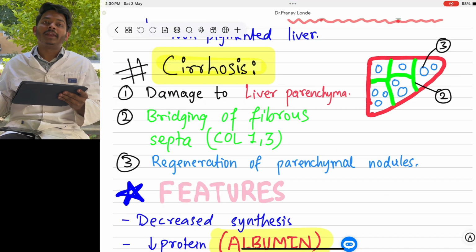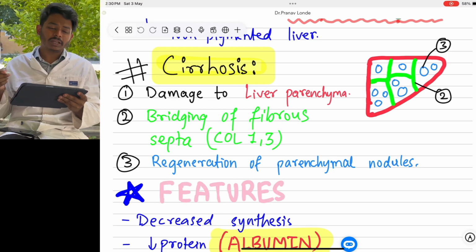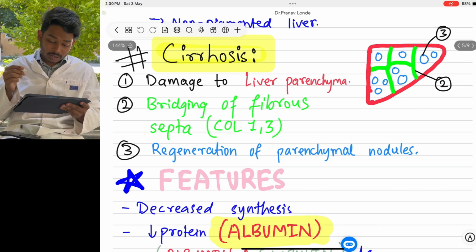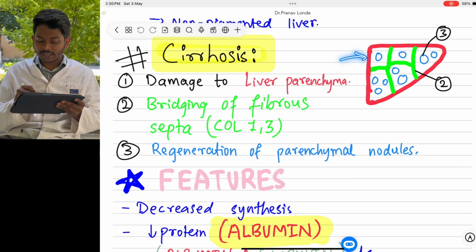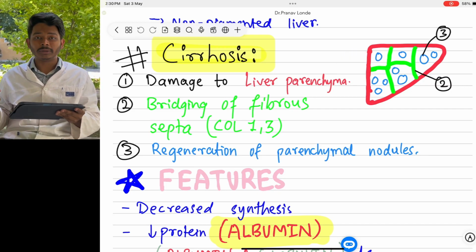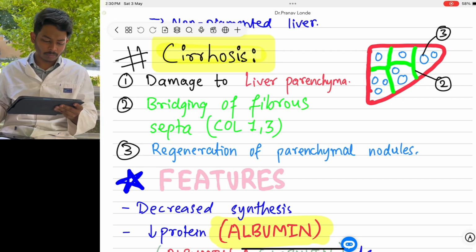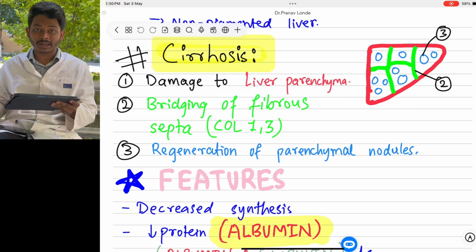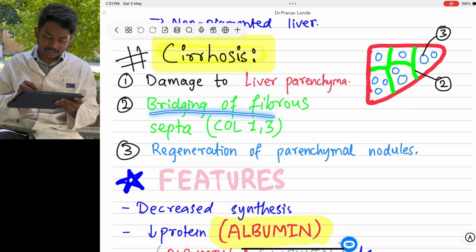So our next topic is the main topic. Coming to the main topic, we have liver cirrhosis. What happens in liver cirrhosis? We can see there can be damage to the liver parenchyma, or it can be a trauma. So what happens in cirrhosis is there will be damage to the liver parenchyma, then there will be bridging of fibrous septa.